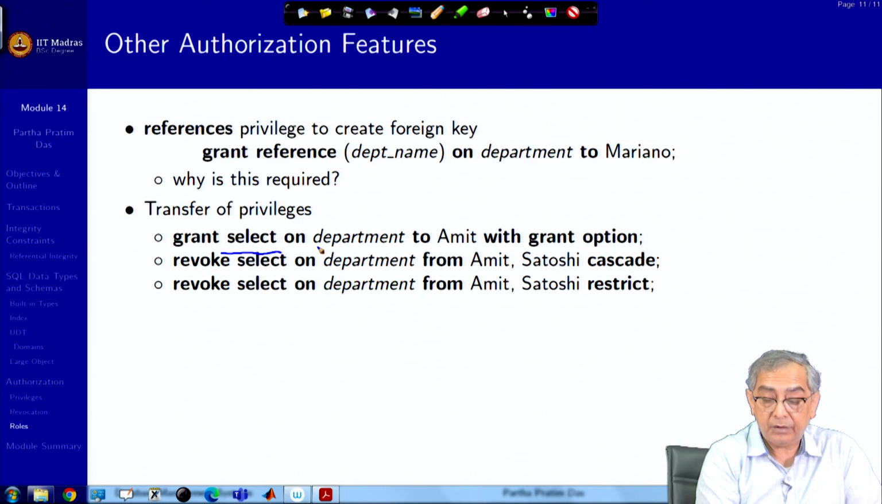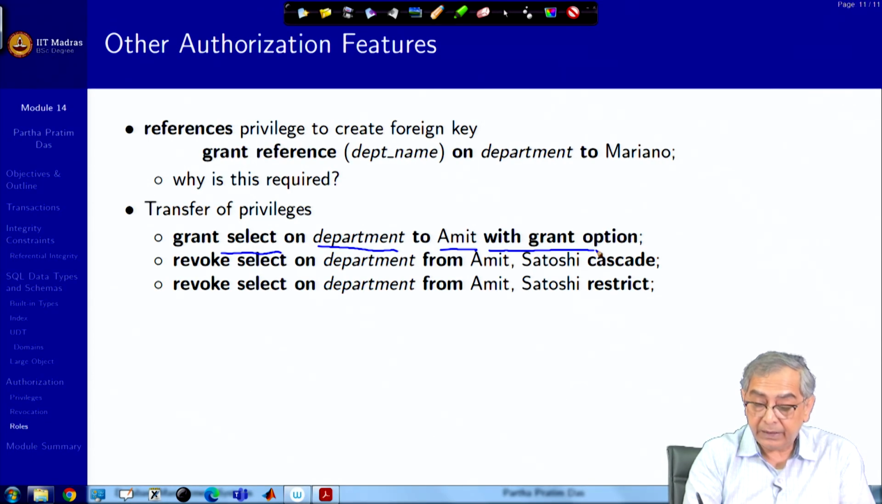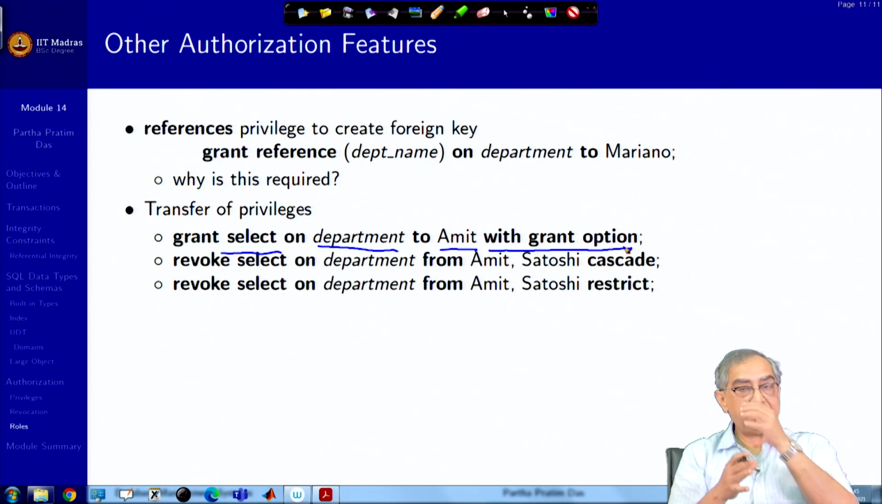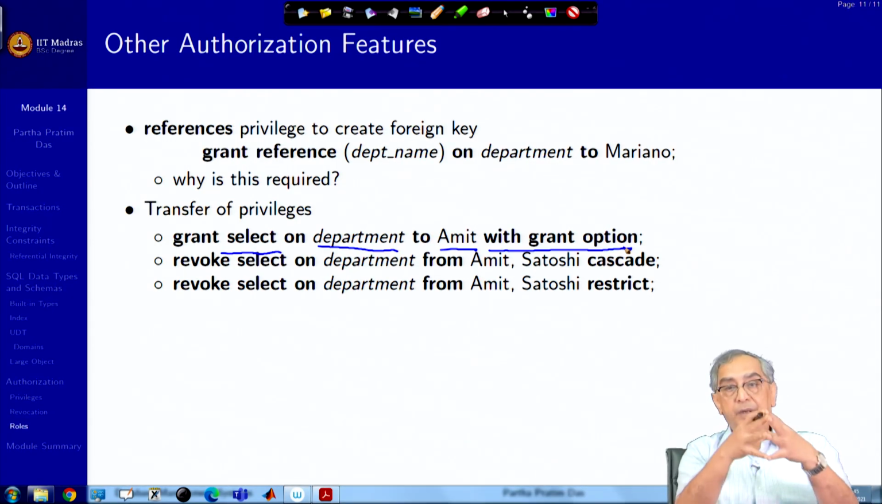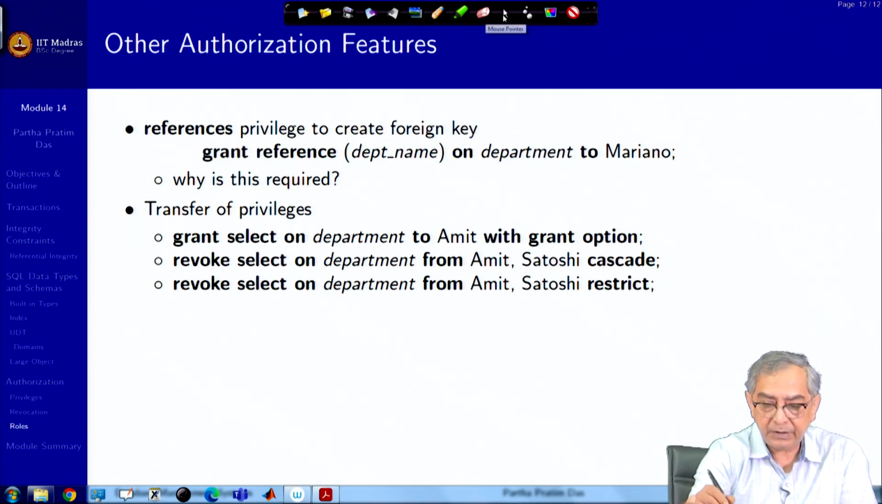Like you are doing here: grant select on department to Amit. This says that on the department table, Amit, the user, will have select authorization, and then you are saying with grant option. With grant option means that Amit can now grant this privilege to someone else. So, you will also have to say who gets authorized to authorize others. In this way, the privilege to authorize can also be granted to certain users, roles, and so on. Similar things are possible for cascade, for restrict, and so on. These are revoke examples.